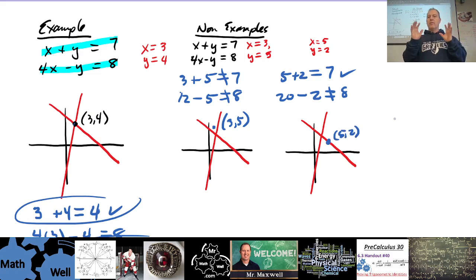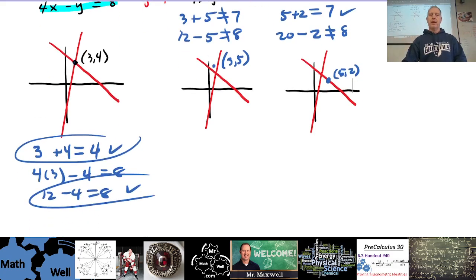So when you visualize this, a solution is the point that's on both lines. It's the intersection point. Okay? A point that does not satisfy both is not a solution. Any questions? We're good? All right.